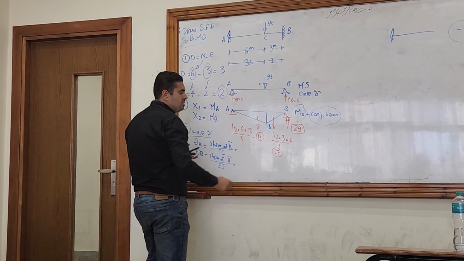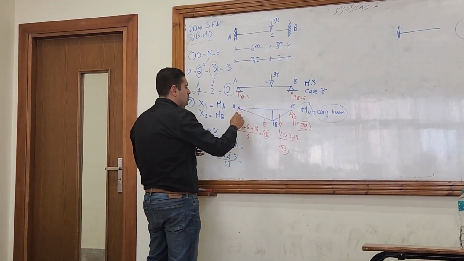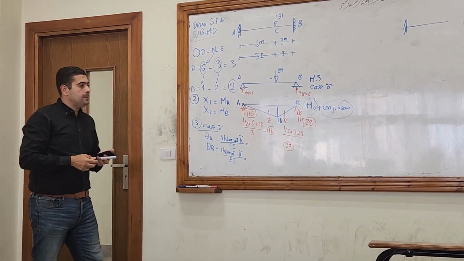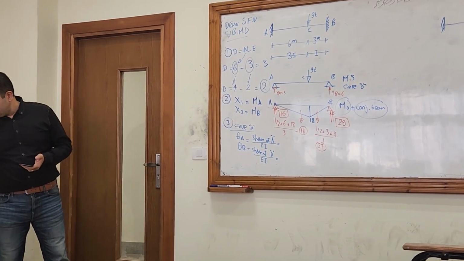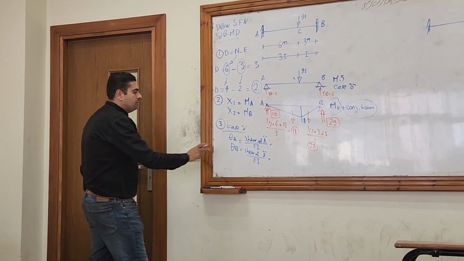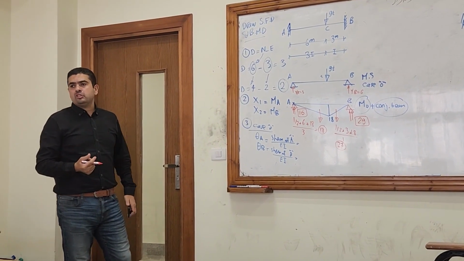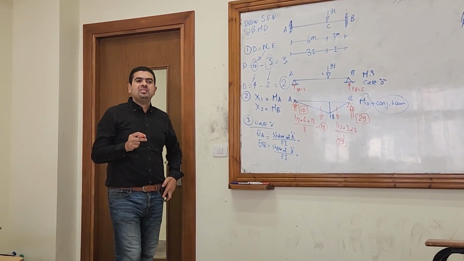Sigma y 18 and 27 is 45, so this will be 60. Okay? I now need to calculate theta at A, which is shear at A. What's the definition of shear? What is the shear at a point?